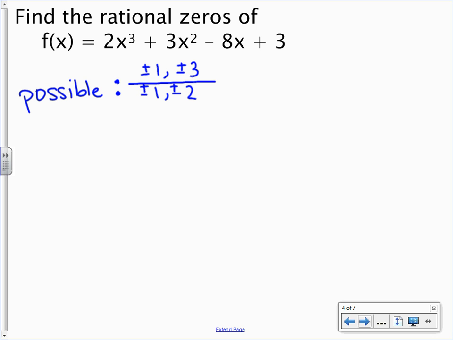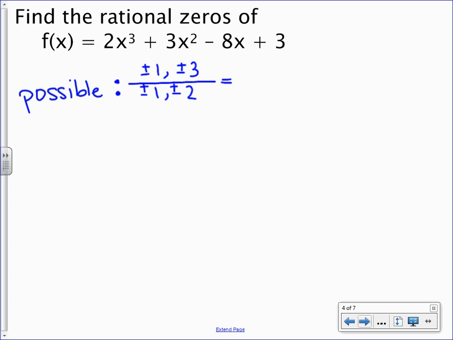Positive or negative? It's a factor, because 1 times 3 is 3. You'll always have 1 and that number. These are both prime numbers, and so we only have the 2 factors.